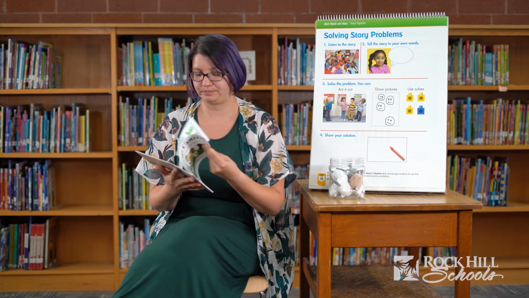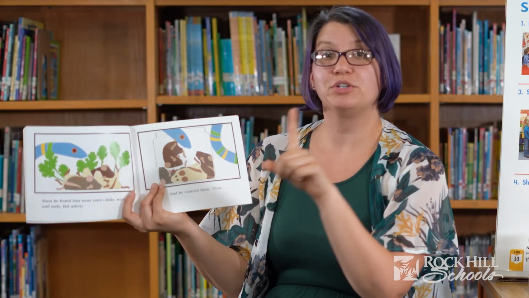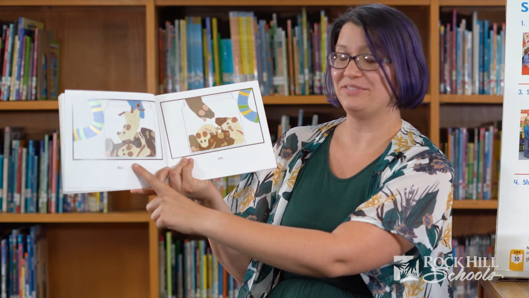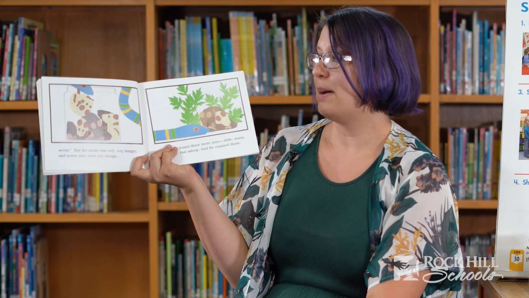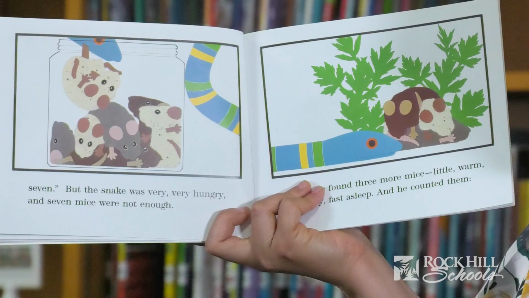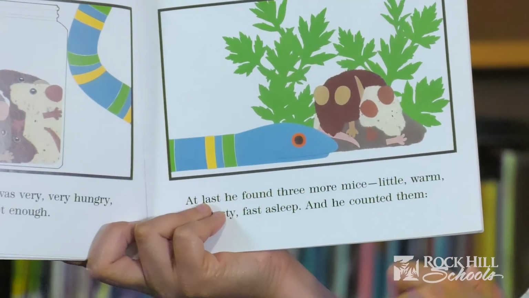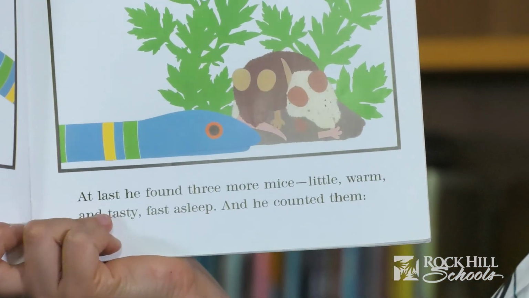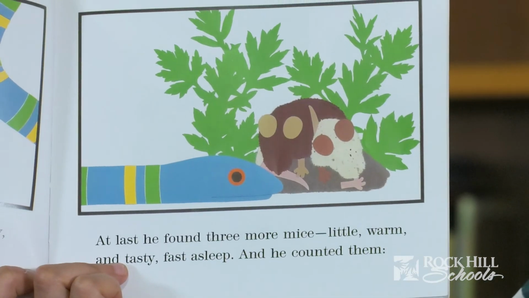Here we go. So he did just what you just did. Watch. 4, 5, 6, 7. But the snake was very, very hungry, and 7 mice were not enough. At last, he found 3 more mice, little, warm, and tasty, fast asleep, and he counted them.